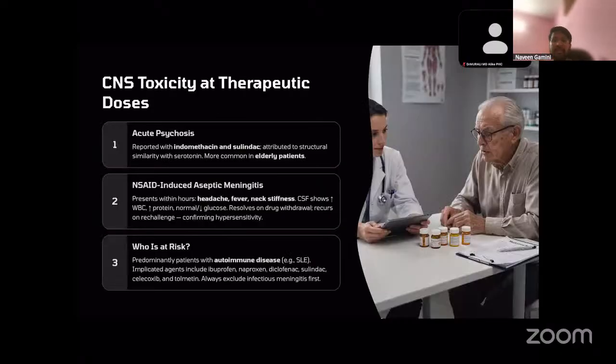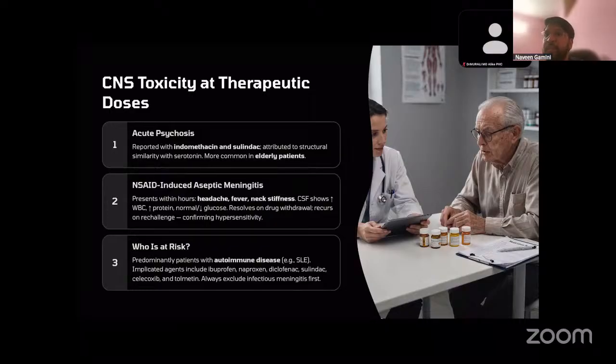Now let us discuss the side effects or adverse effects of NSAIDs system-wise. Regarding the CNS, it can cause acute psychosis. Key point: acute psychosis can be seen with indomethacin and sulindac. These two NSAIDs usually can cause acute psychosis.